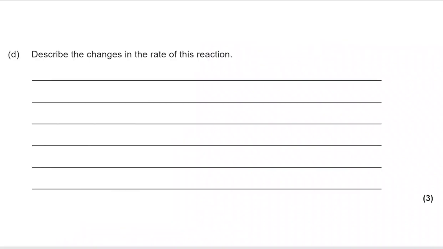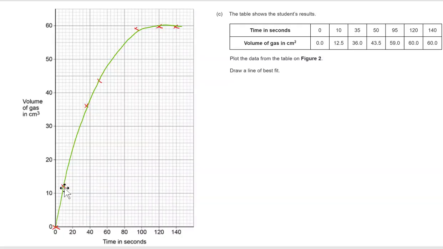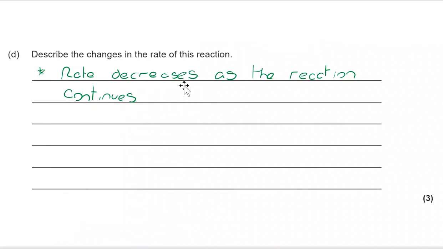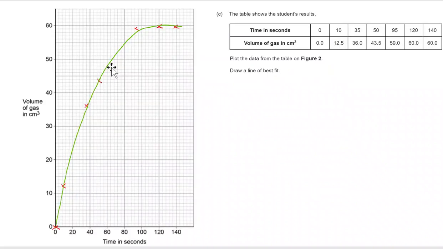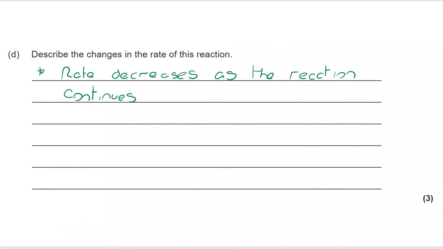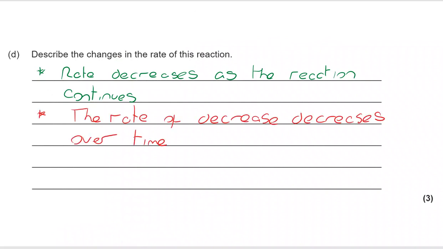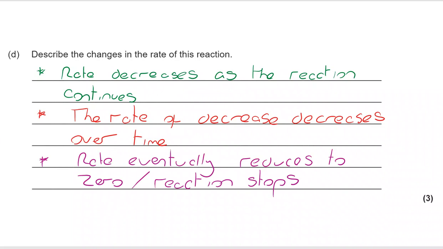On to part D, describe the changes in the rate of this reaction. Well, we've got the graph here and we need to describe the entirety of this shape. So, the rate decreases as the reaction continues. We can see that because the gradient is getting shallower. It's getting less steep. But the rate at which it decreases over time: it goes shallower, shallower, shallower, and then eventually the rate reduces to 0, and the reaction stops. 3 marks to be had there.